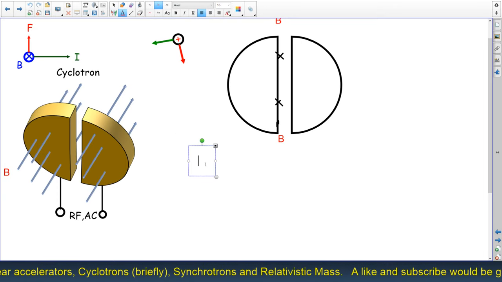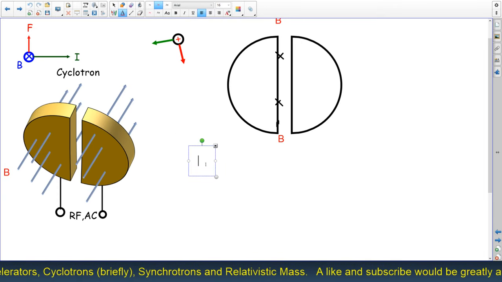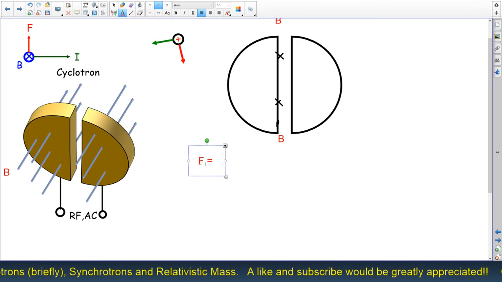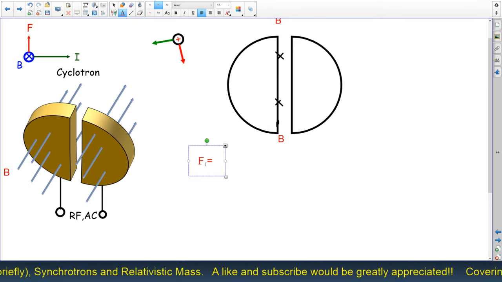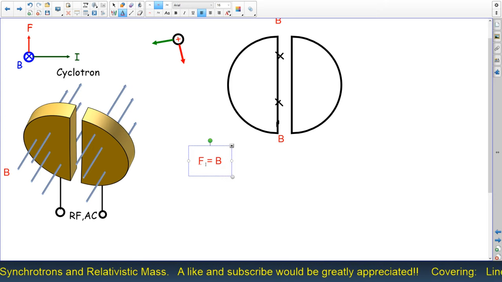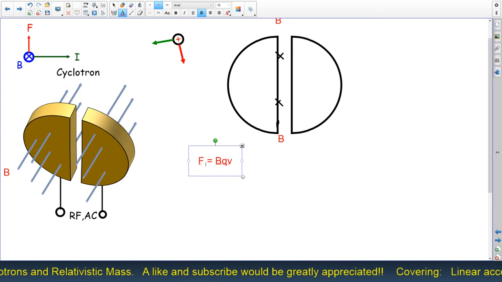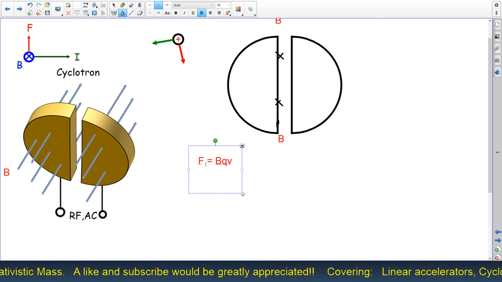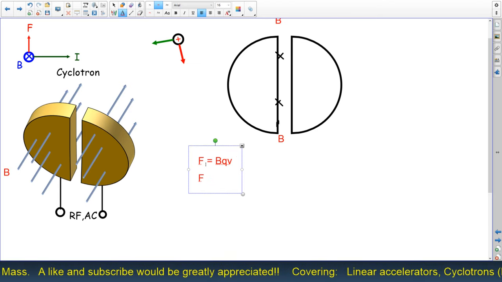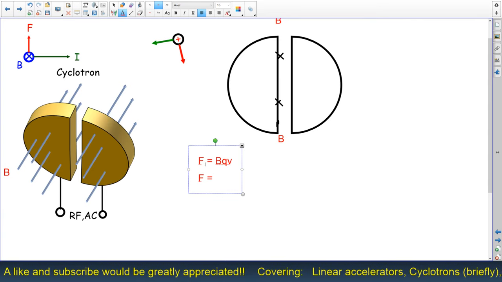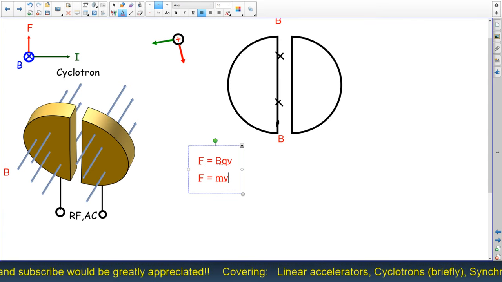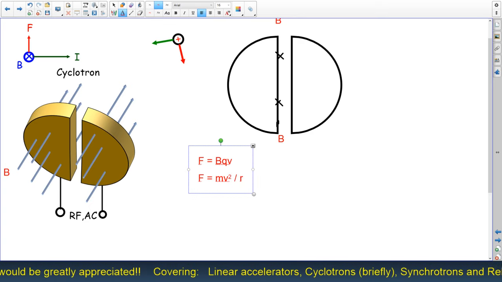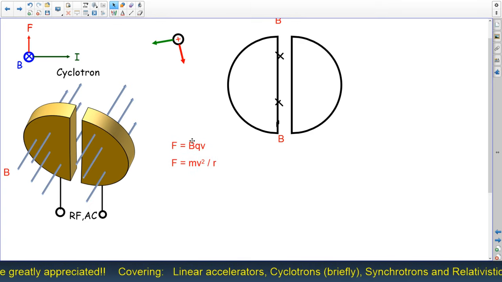Now, the force that's acting on a charged particle that finds itself moving at speed v inside a magnetic field of B is F equals BQV. All right. If it is able to describe a circle, then it must satisfy the equation for centripetal force, that F is equal to mv squared over r. Do we all agree with that? Those two things must be true.